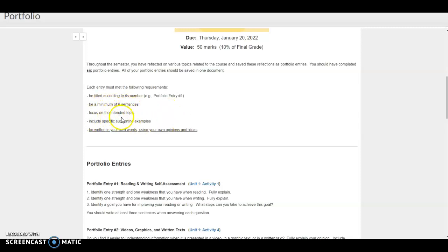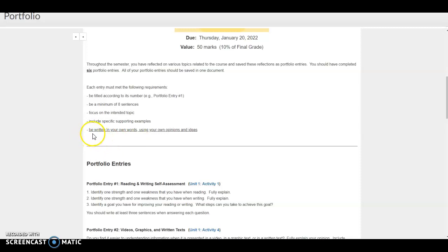Make sure that you're staying on topic. So each entry has a specific topic that I'm asking you about, and so you want to make sure that you can stay focused. You want to make sure that you include supporting examples in each entry. So I often ask you to use examples from the course or to use examples from your own life. So make sure you're backing yourself up.